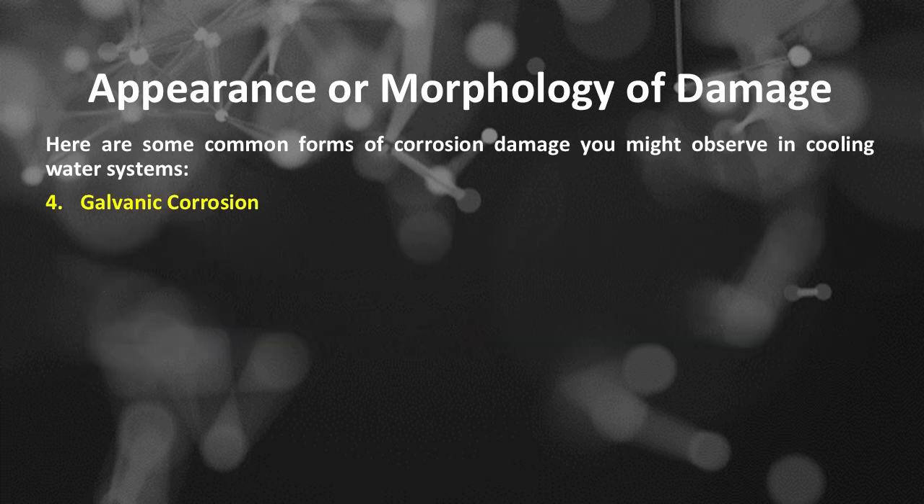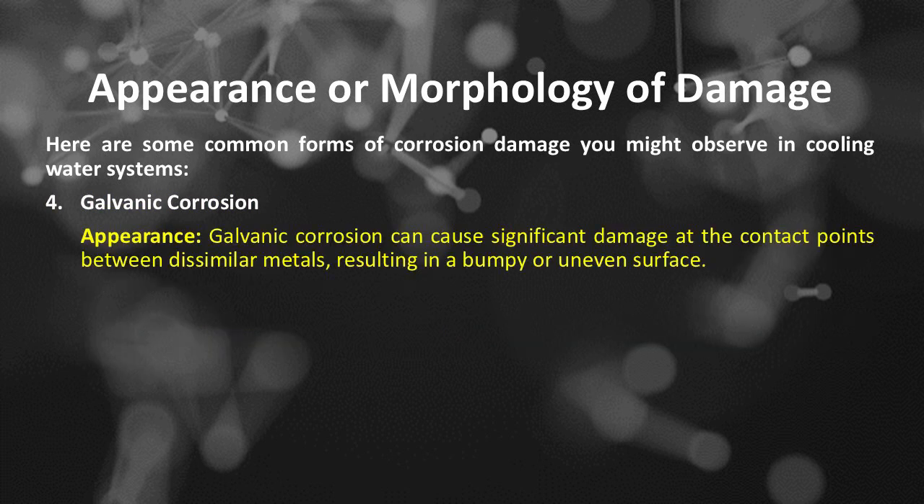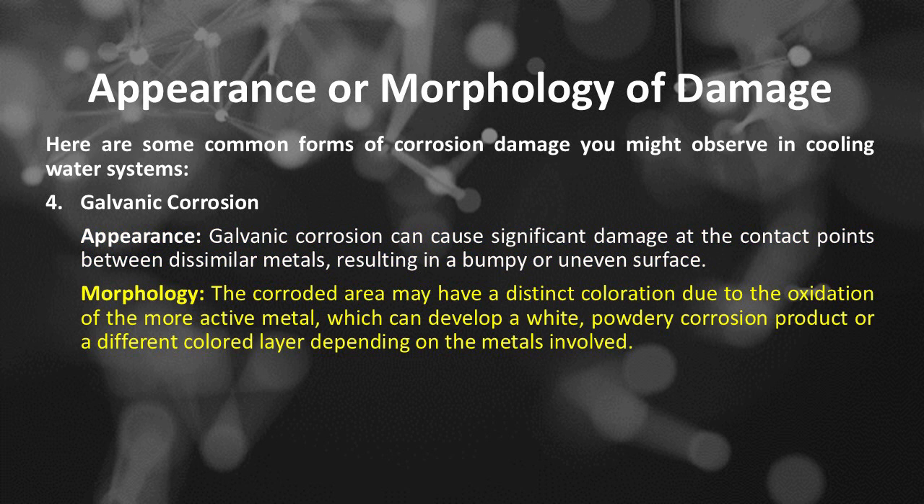Number 4 is galvanic corrosion. Galvanic corrosion appearance. Galvanic corrosion can cause significant damage at the contact points between dissimilar metals, resulting in a bumpy or uneven surface. Galvanic corrosion morphology. The corroded area may have a distinct coloration due to the oxidation of the more active metal, which can develop a white, powdery corrosion product or a different colored layer depending on the metals involved.